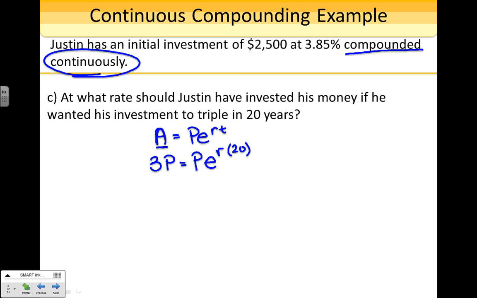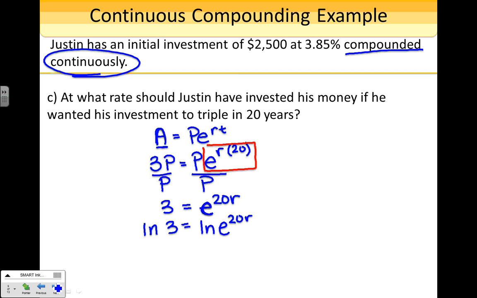So same sort of thing. We're still solving for an exponent. So we need to get that base isolated by itself. The base, whatever is being raised to the exponent, needs to be isolated. So we divide by P, and get 3 equals e to the 20r. Same thing, we're working with e here, so I'm going to take the natural log of both sides.